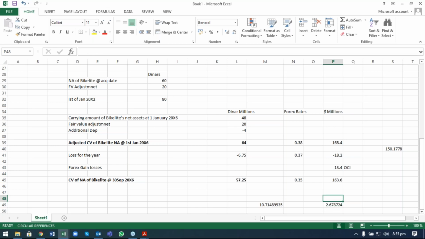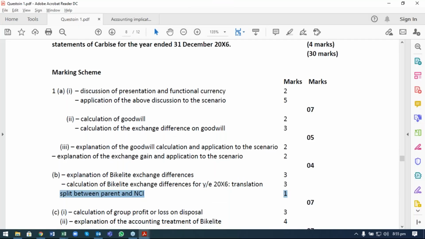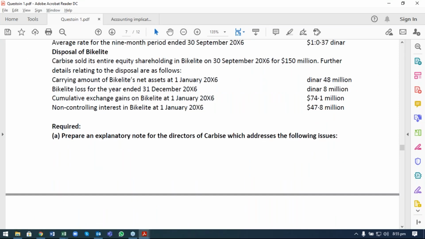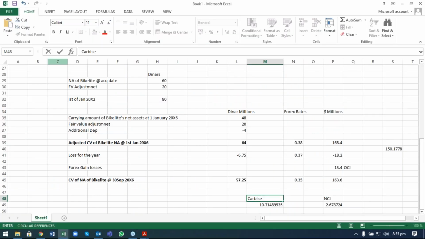So these are attributable to NCI, and these foreign exchange gains should be attributable to the parent company. What's the parent company name? I'm always using the parent company name to make sure that you would be using the parent company name whenever you are calculating it. What is the parent company name? I missed the parent company name. That is Carbice. So Carbice share. So this is how you have split these two things.